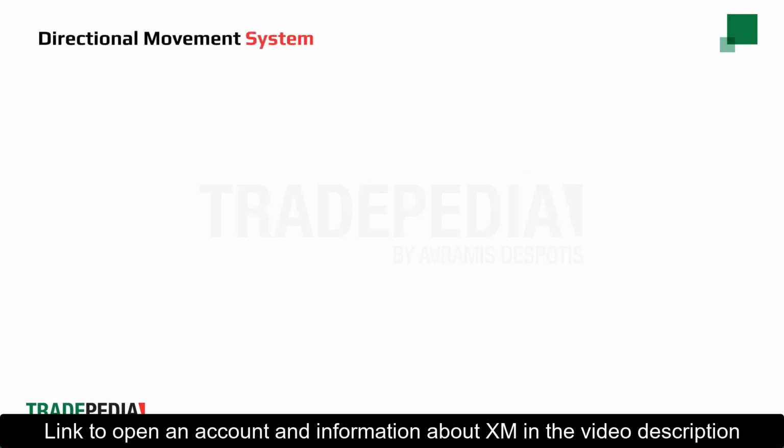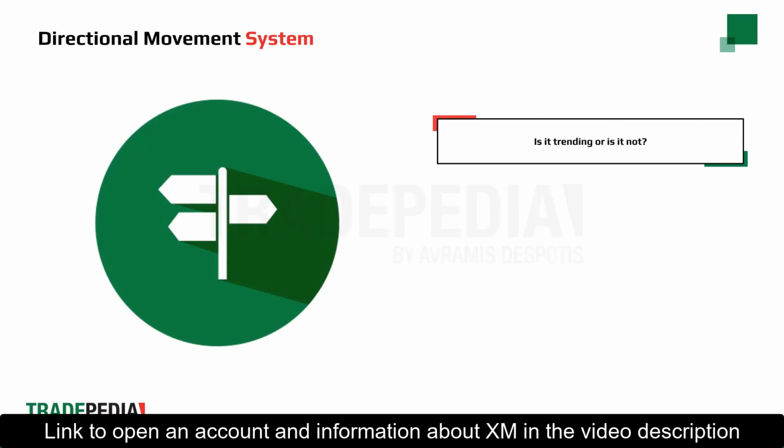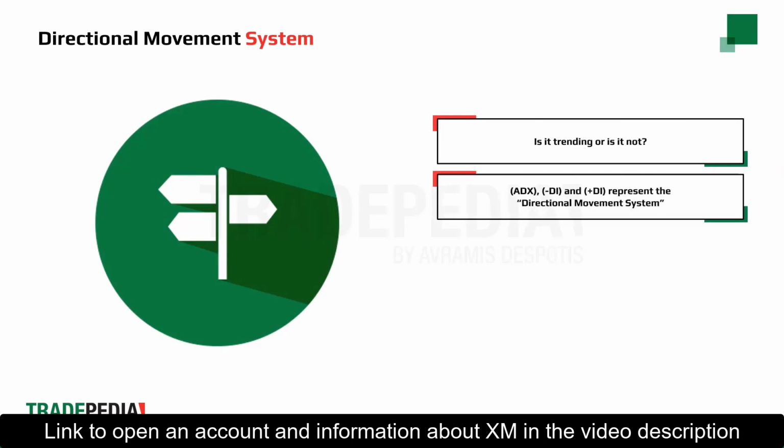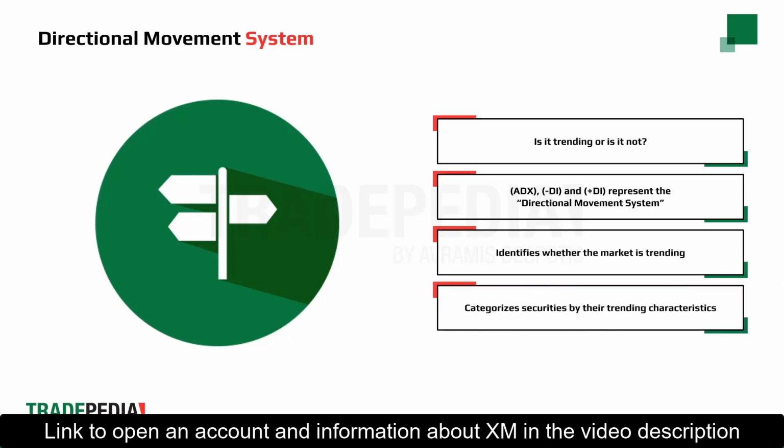As we have seen through this guide, the trend is your friend, but the million-dollar question is: is the security trending or is it not? The average directional index, minus directional indicator and plus directional indicator represent the directional movement system. The key feature of the directional movement system is that it first identifies whether the market is trending before providing signals for trading the trend. Created by Wells Wilder, this indicator categorizes securities by their trending characteristics.